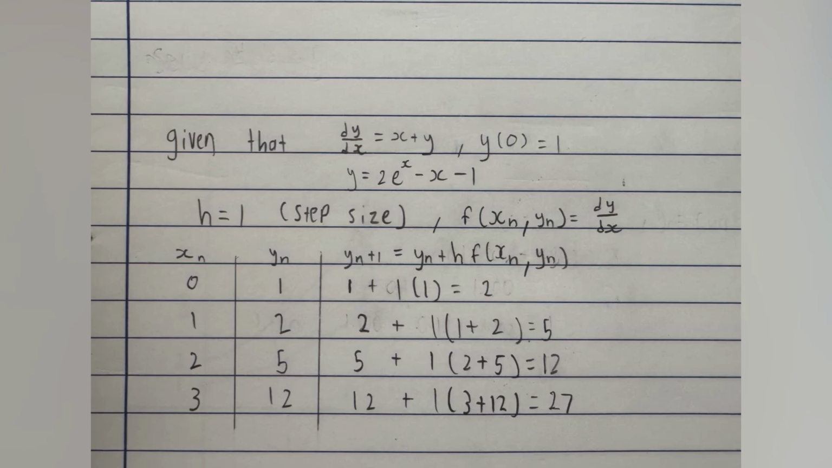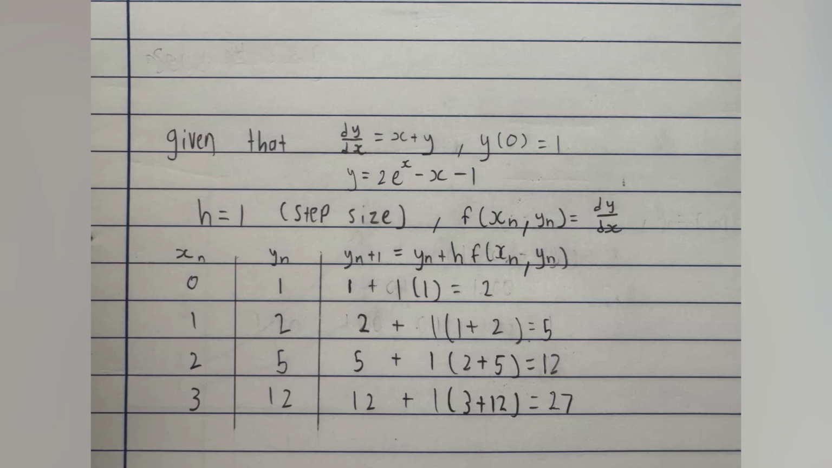For this example, we will let dy/dx equal x plus y. When x equals 0, y will equal 1. When trying to solve for y, we will get y equals 2e^x minus x minus 1. I made a table to better visualize the data.